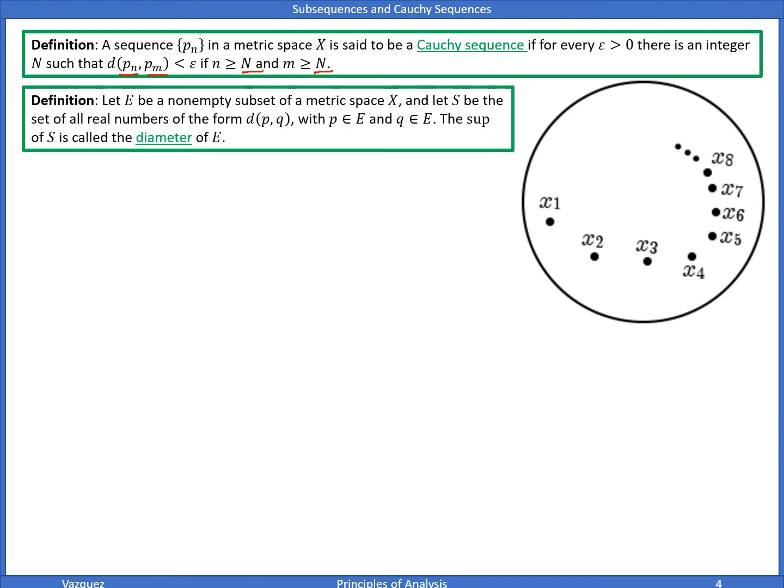Okay, so now we bring in the definition of a diameter. Let E be a non-empty subset of a metric space X, and let S be the set of all real numbers of the form distance between P and Q, where P and Q are both in E. Then the supremum of S is called the diameter of E.